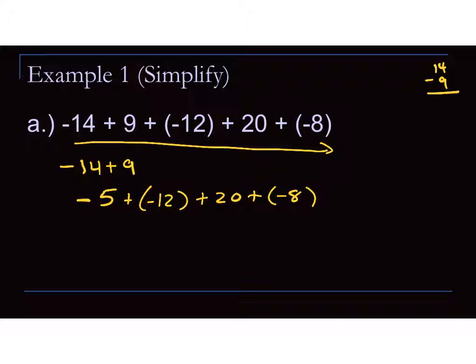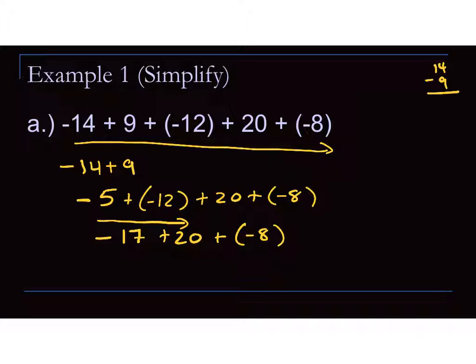Our first part is done. We're going to still keep going left to right. Now we've got negative 5 plus negative 12. I'm adding two negative numbers. I expect that answer to be negative. So what do I do with 5 and 12? Add them together. They're both the same, so add them together. 5 and 12 is 17. So negative 17 plus 20 plus a negative 8.